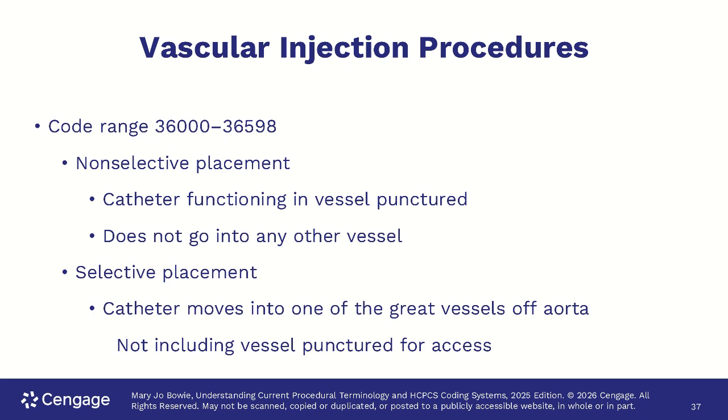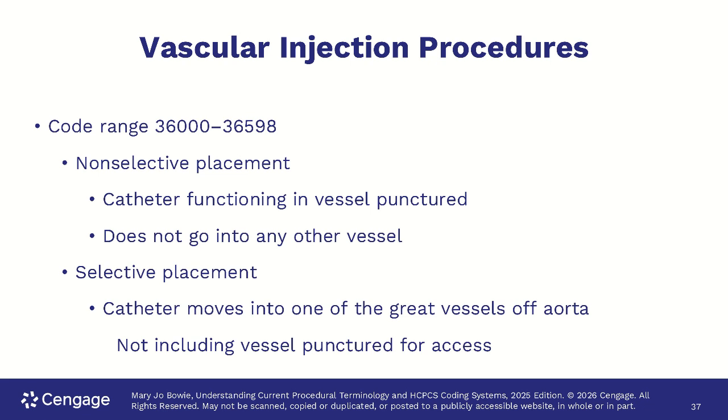selective and non-selective catheterization. So this is a difficult section even for me. In fact, I stay away from it. But two terms you need to know. Non-selective placement means that the catheter is functioning in the vessel that is punctured and does not go anywhere else. Selective, it moves into one of the great vessels off of the aorta, not including the one that is punctured. That's a simplified version of the description.